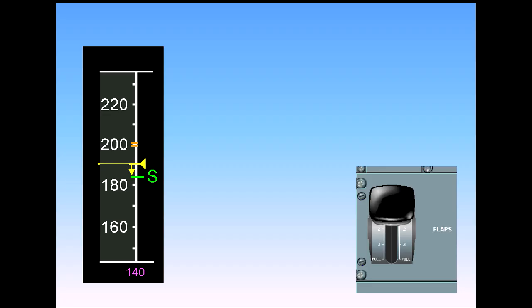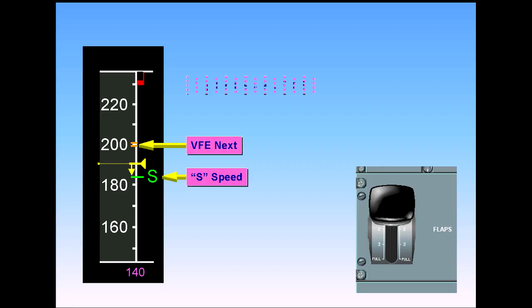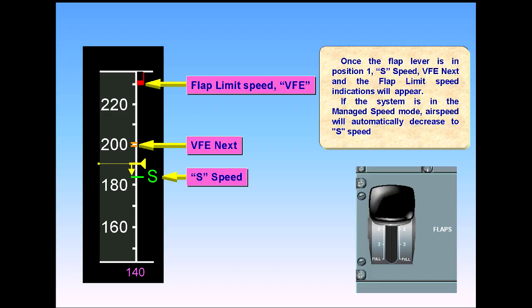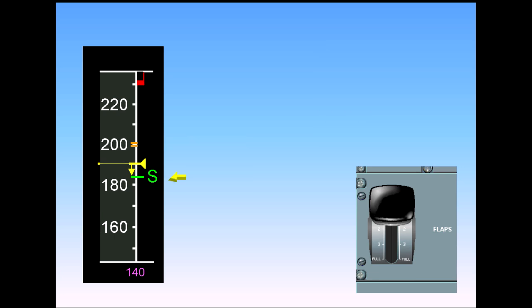Once the flap lever is in position 1, S speed, VFE next, and the flap limit speed indications will appear. If the system is in the Manage Speed mode, airspeed will automatically decrease to S speed. Notice that at S speed, the aircraft is below the limit speed for the next flap setting, VFE next. Flaps 2 can now be selected. Click on the flap lever.